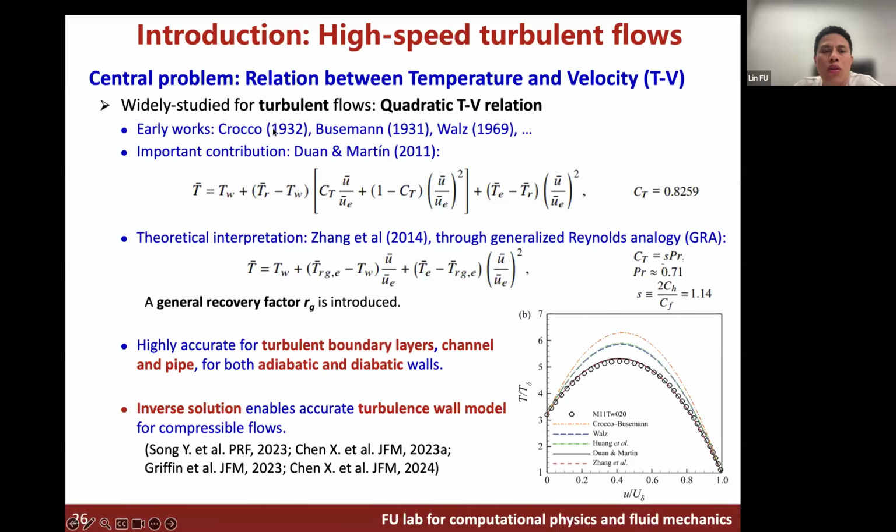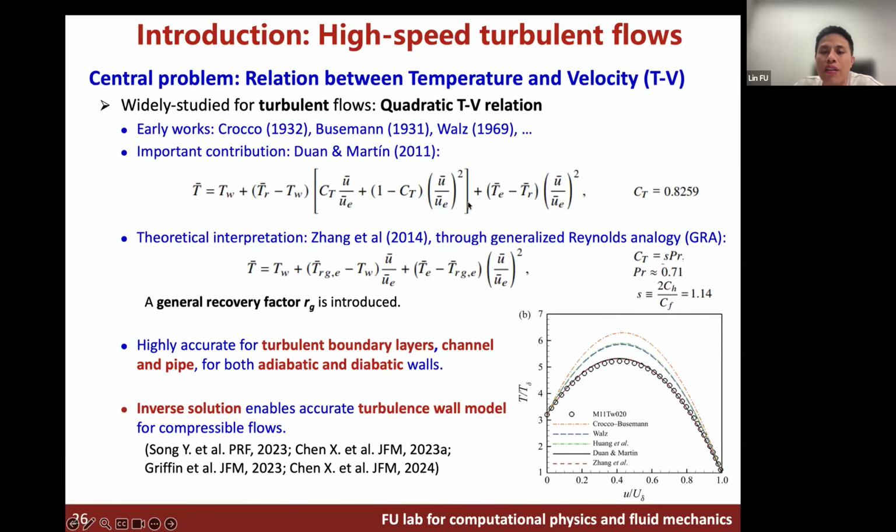It can be traced back to the textbooks of Crocco-Busemann in the 1930s and Walz in the 1970s. The important contribution, a milestone work, comes from Duan and Martin in 2011. They proposed this quadratic relationship. However, this constant is from data fitting. Later on we have a more theoretical interpretation from Zhang in Physical Review, in the GFM paper, which proposed a generalized Reynolds analogy.